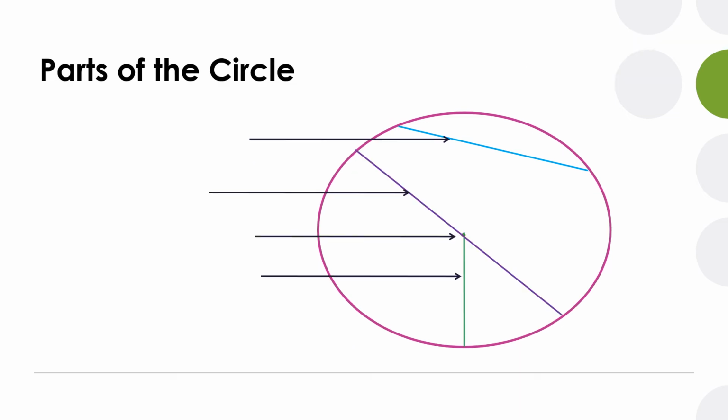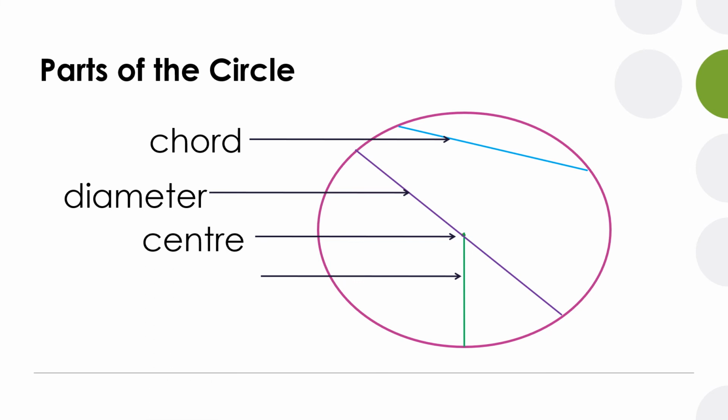So let us quickly revise the parts of the circle that we learned in today's video. The first one that we learned was the chord. The blue line that you see, it has to touch two points on the circle, that is a chord. You have a diameter. It is also a chord which passes through the center of the circle. Okay, the diameter is a line that touches two points of the circle and passes through the center. That is the diameter.